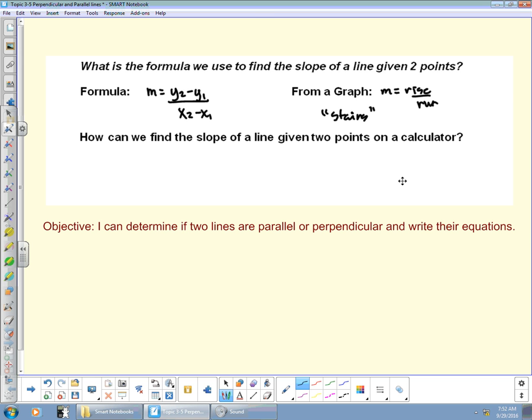So how can we find the slope of a line given 2 points on a calculator? Well, we put the points in stat, and then we do linreg ax plus b, and it will tell us what the slope is.